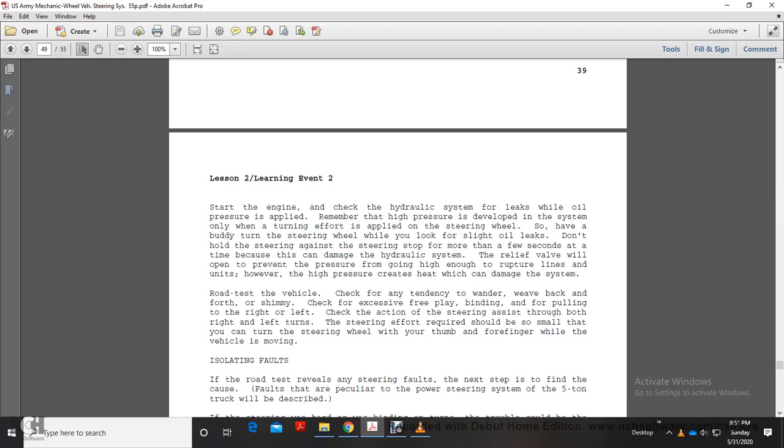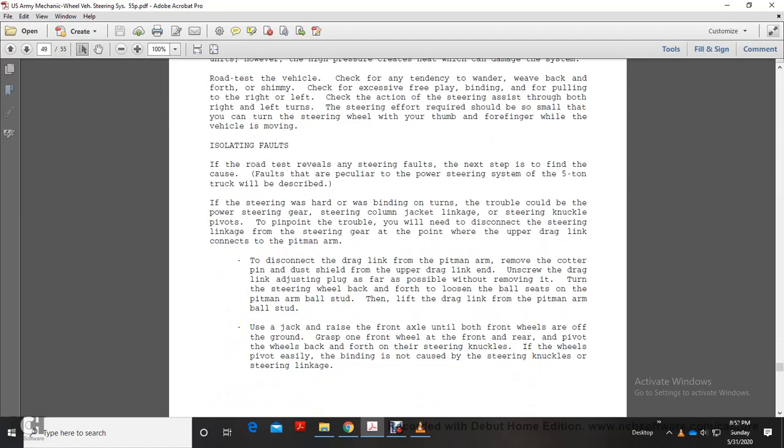Road test the vehicle. Check for any tendency to wander or weave back and forth, and for shimmy. Check for excessive play, binding, and pulling to the right or left. Check the action of the steering assist in both right and left turns. The steering effort after the turn is completed should be small, so that you can turn the steering wheel with your thumb and forefinger while the vehicle is moving.